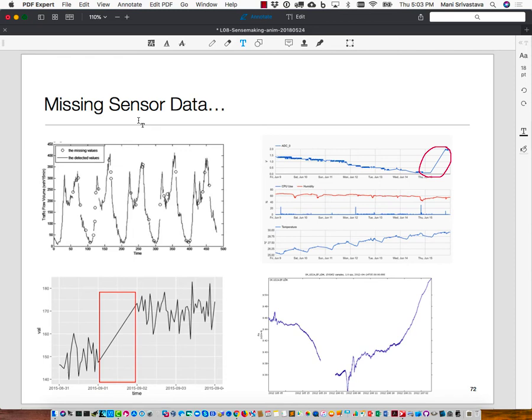So missing sensor data is quite important. Could you do something about it? Looking at these things, could you do something about missing sensor data? Or what should we do?